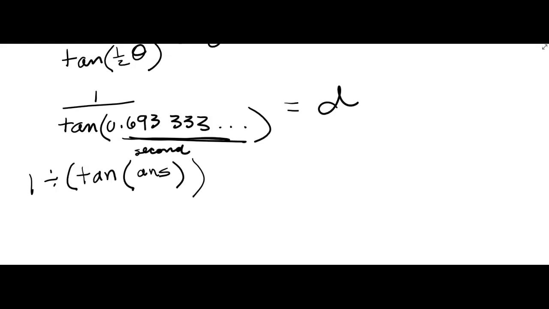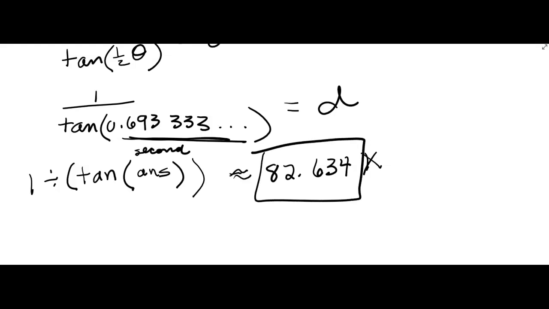I'm going to hit enter, and I get, now I'm getting approximately, I have to have 5 digits, 82.634, and there's a 1 here, but I don't need that. It doesn't round up. So this would be my answer.